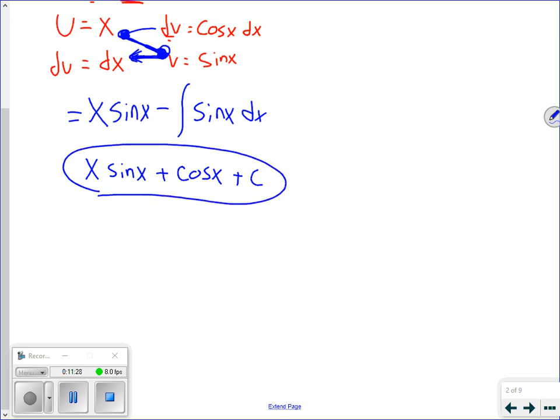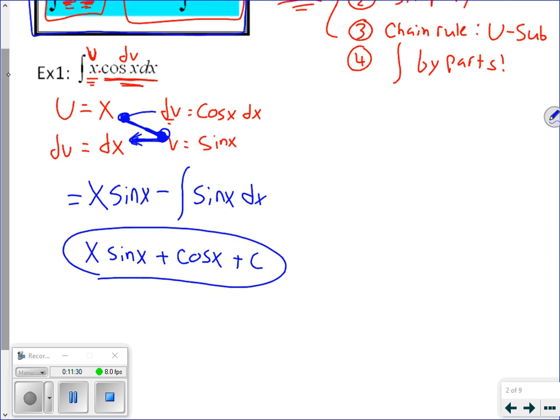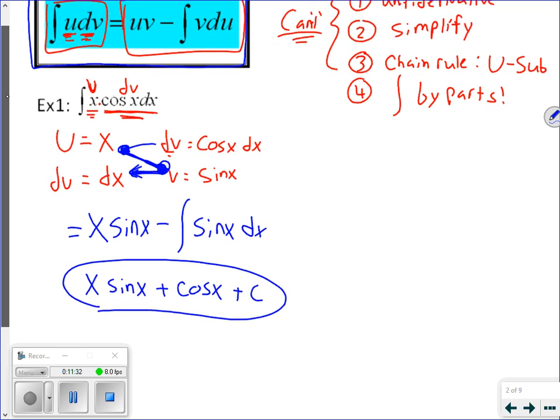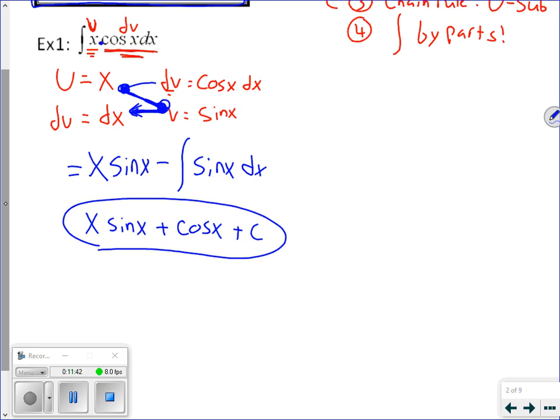Okay, so we look up here. We took this x cosine of x. We can't simplify it. We can't do u substitution. U substitution wouldn't work. The only thing left to do, especially since we have two things multiplying together, is to do integration by parts.